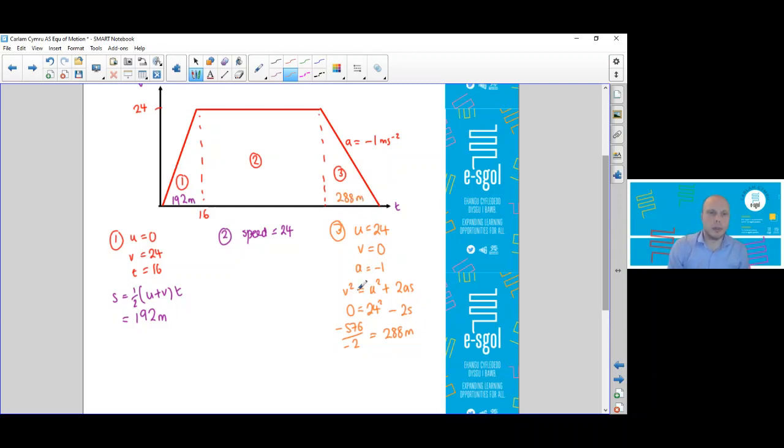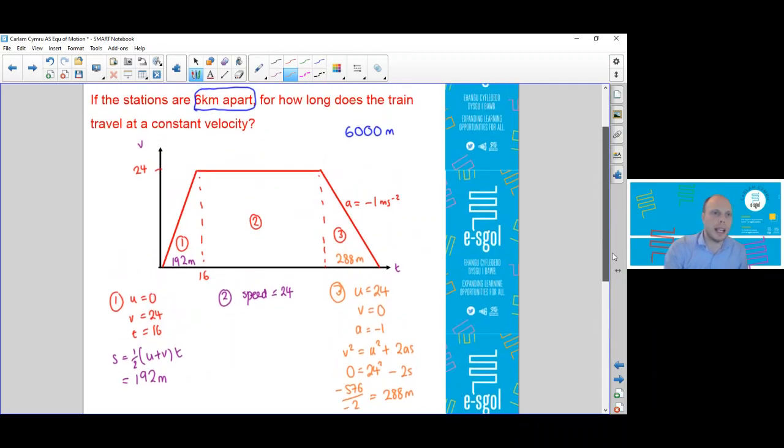Okay, section 2. We still only know the speed, or do we? Go back up. We know the total area of the graph is 6,000 meters. We know that section 1 is 192, and we know that section 3 is 288. Take it away from 6,000, and we've got the area of the middle section, which is 5,520 meters. That's 6,000, take away 192, take away 288.